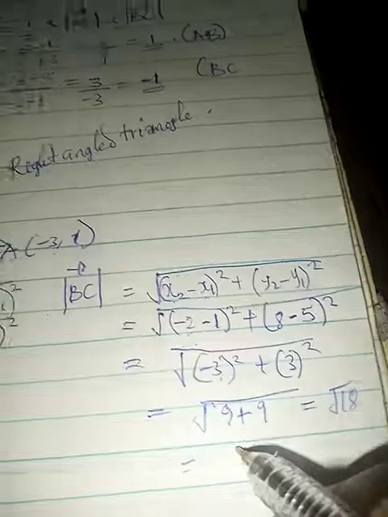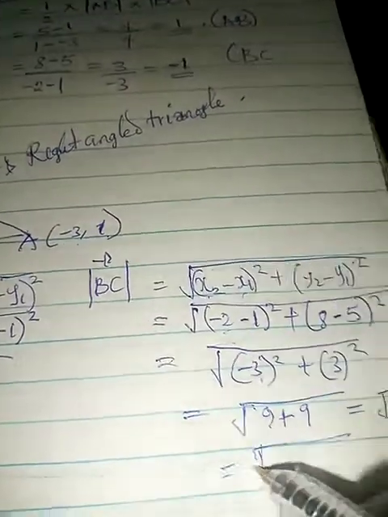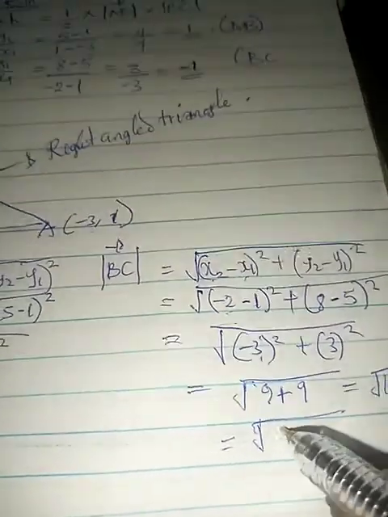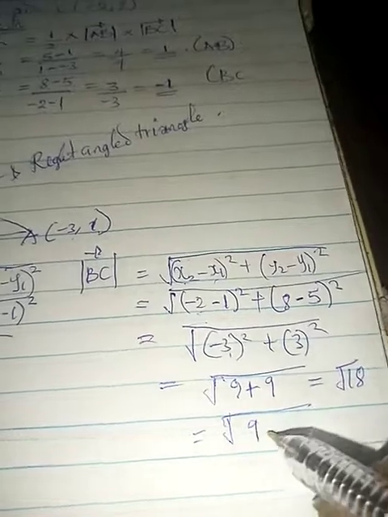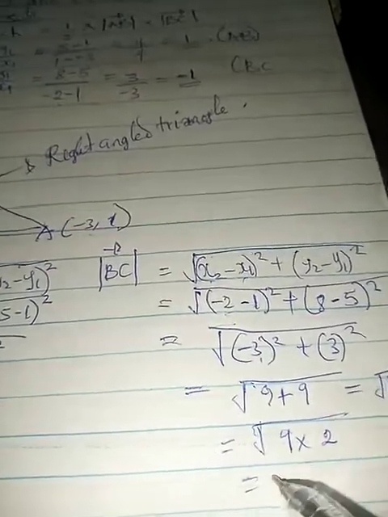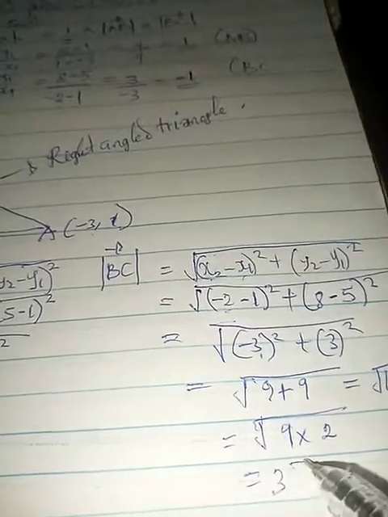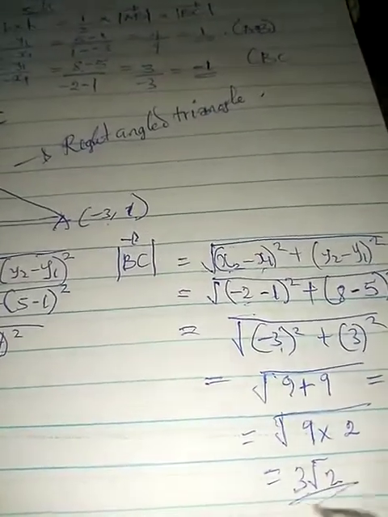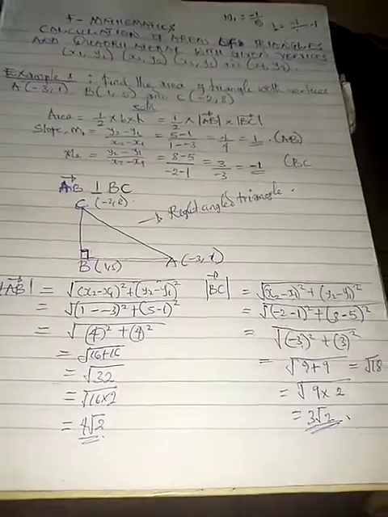Then we split it just like the other one. Square root of, what are the numbers that when you multiply you have 18? That is 9 times 2. Okay, and that will give us what is square root of 9? 3 times root 2 is 3 root 2. Okay, and see what we have now.